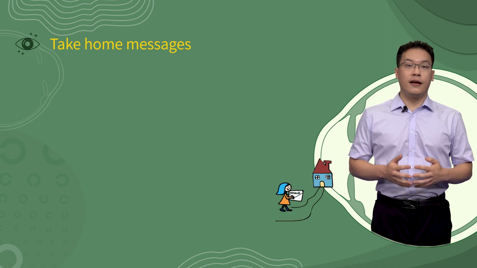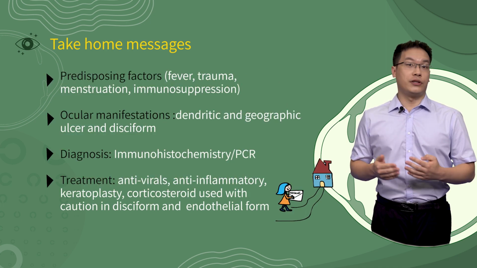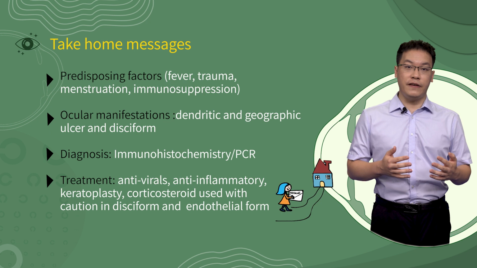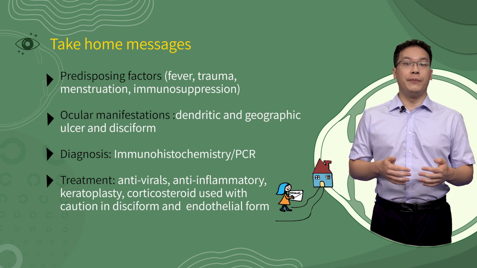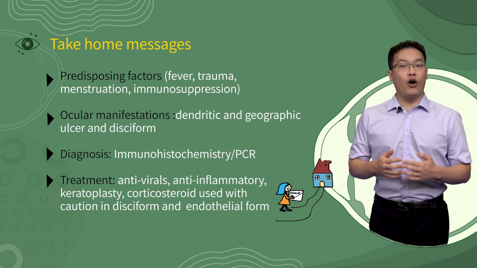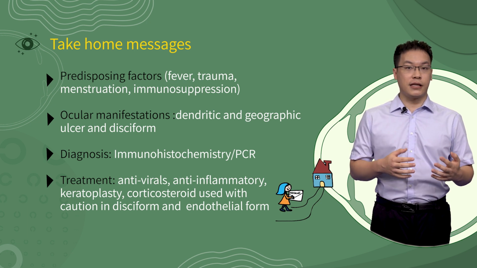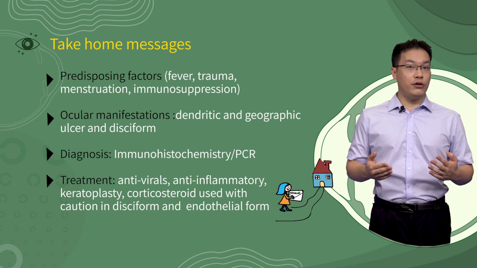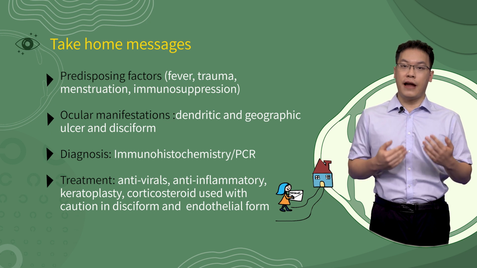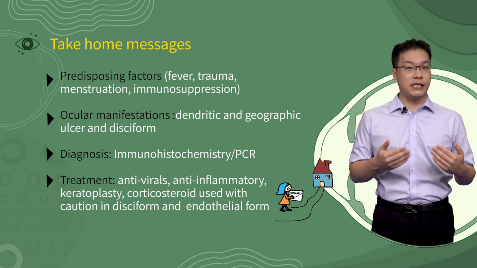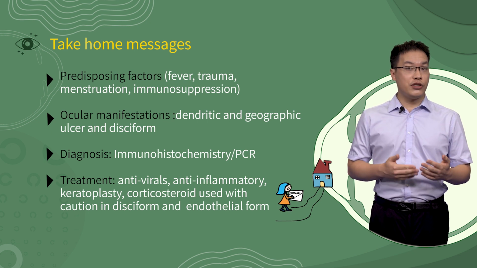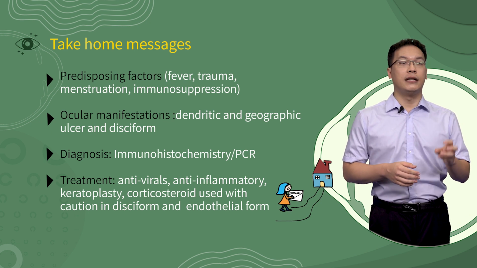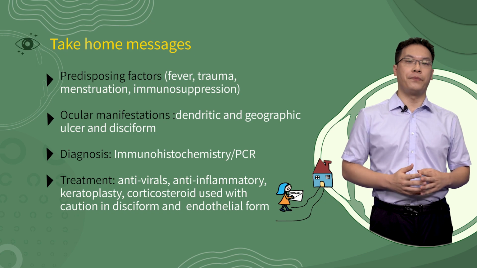Let's make a summary. Viral keratitis, here we refer to herpes simplex keratitis, is often associated with a history of fever, trauma, menstruation, or immunosuppression. Dendritic or geographic ulcer and disciform stromal lesion are the findings on ocular examination. Immunohistochemistry and PCR are valuable for identification of the specific virus. Antiviral treatment is needed, and corticosteroids can be used with caution in the disciform and endothelial forms.